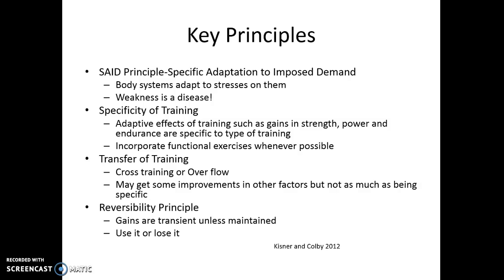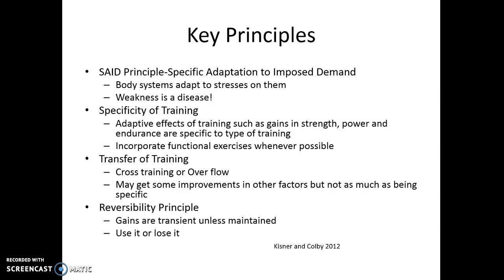Another key principle is specificity of training. The adaptive effects of training, such as gain in strength, power, and endurance, are specific to the type of training. What that means is, as an example, if you just work on knee extensions. So you go to the gym and you have someone put a 10-pound weight on their knee, and they are sitting on a chair and pushing out, trying to extend their knee. That will help them to strengthen their knee extension. But that may not help them with a task for their quads, as an example, to get off the toilet.